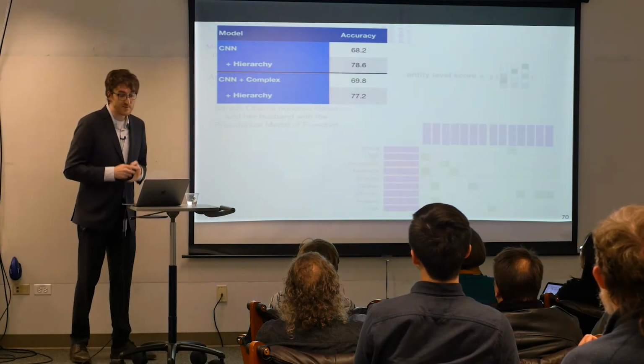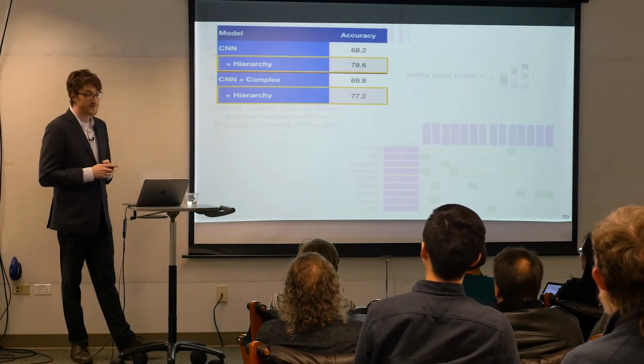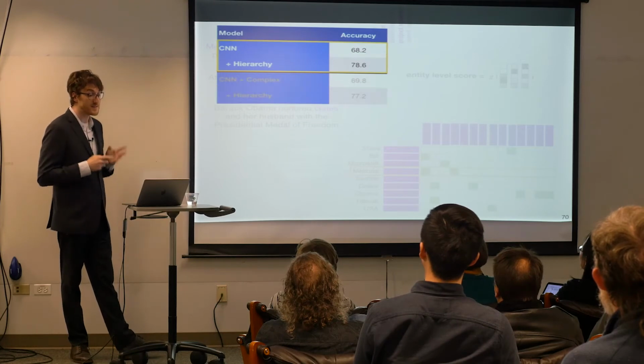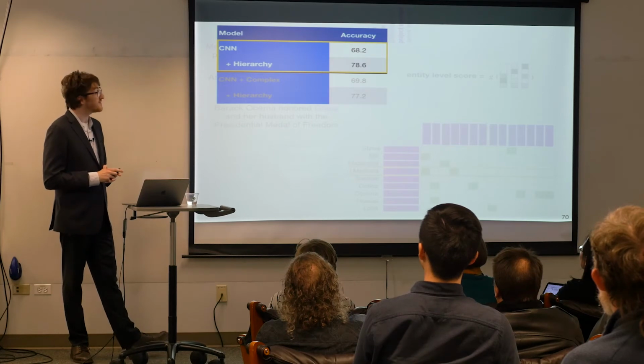All right, so what we find is that using our hierarchy substantially improves our results overall. Our best model is even 10 points of accuracy higher than the equivalent model that treated the types as a flat set.